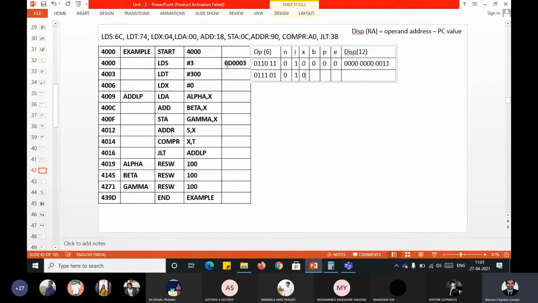Sorry, the operand is 300, so there won't be any address for the 300. So you can't find the displacement by using this formula. So 300 itself will be acting as the displacement. But how to write this 300, my dear students? You can't write 300 directly.